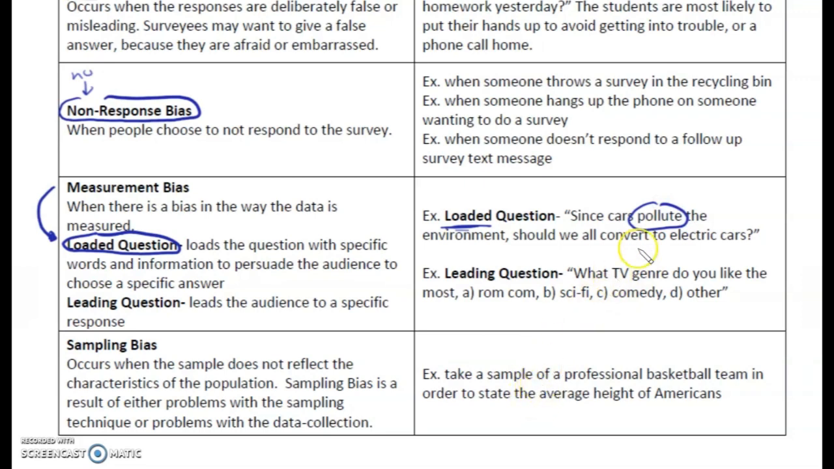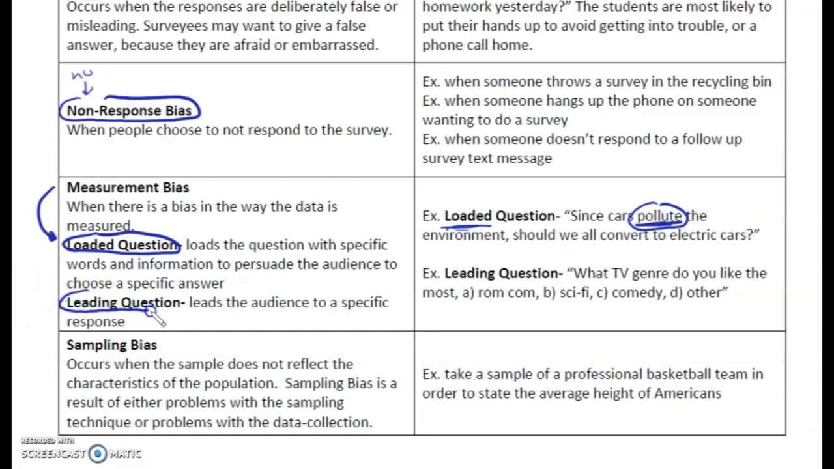If you were going to ask somebody about this, of course, they're not going to sit there and say, no, I'd rather pollute the environment, right? That would be embarrassing, or that wouldn't be socially acceptable. So instead, if you just ask somebody, should we all convert to electric cars? It's a yes or no. But if you put in that engine-based cars, gas and oil-based cars pollute the environment, then it's a huge spin on it, right? It's loaded with those words.